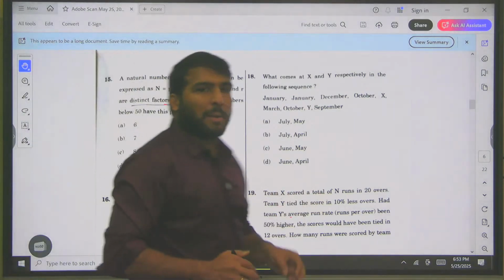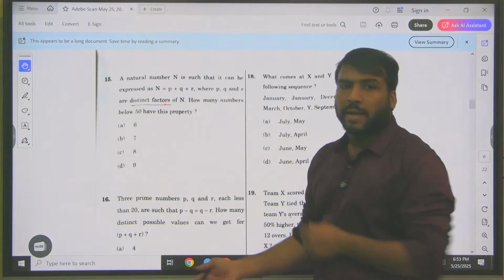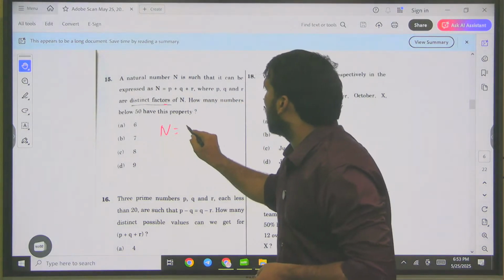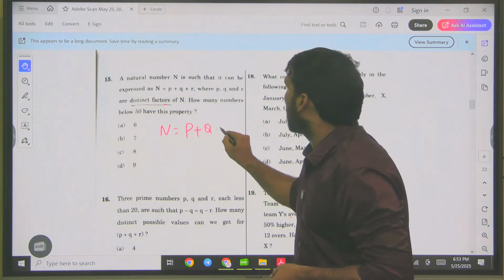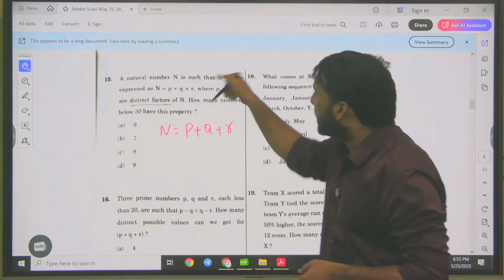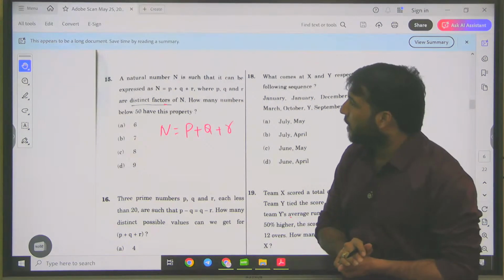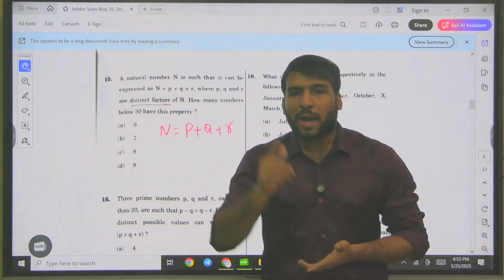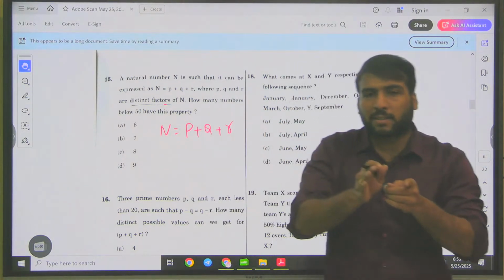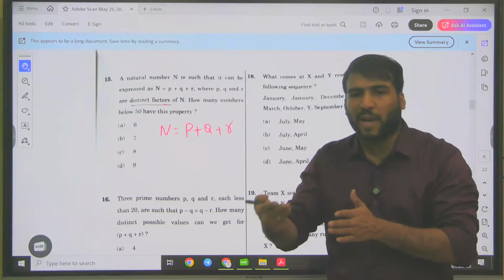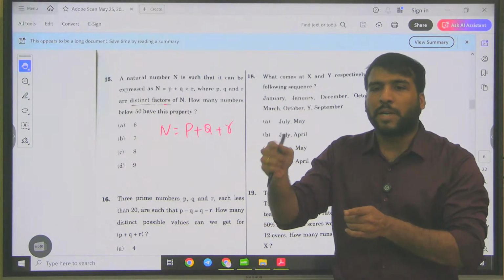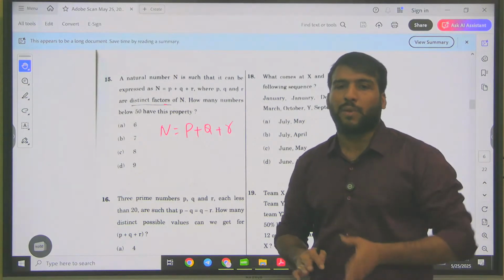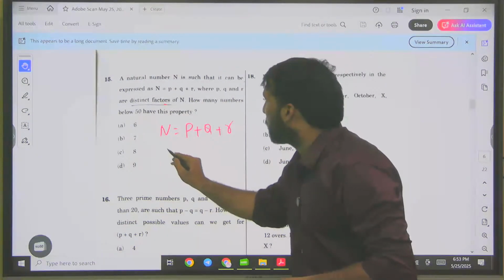Okay. A natural number n is such that it can be expressed as n is equal to p plus q plus r, where p, q, r are distinct factors of n. How many numbers below 15 have this property? So remember one thing, you have to take a number, add its factors, whatever they may be, and that sum should be equal to the value itself, and you can take any factors of that number. Let's consider what the possible numbers are.